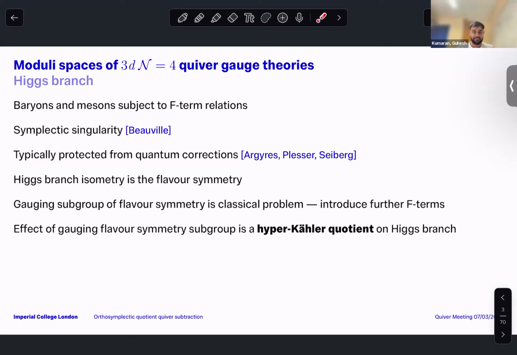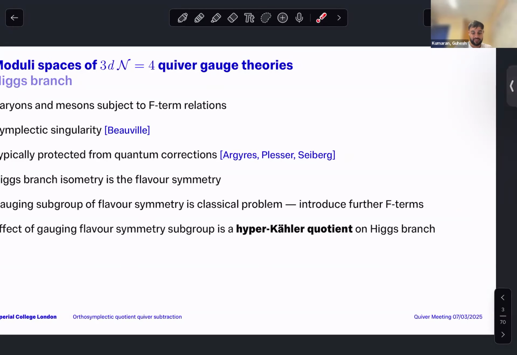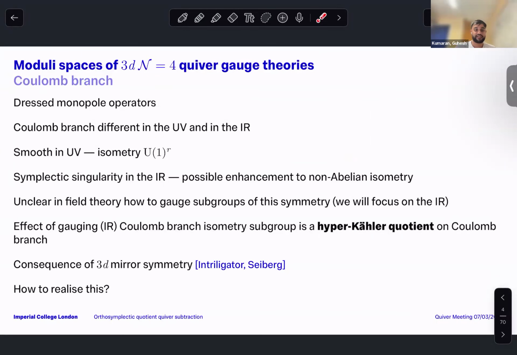Okay, this isn't the only branch to the moduli space of 3D theories. There's also a Coulomb branch, and this is slightly different. The objects you should be thinking about here are dressed monopole operators. And unlike the Higgs branch, the Coulomb branch is quite different in the UV and in the infrared. So in the UV, it's smooth, right? And it enjoys an isometry, which is U(1)^R, where R is the rank of the gauge group. In the infrared, it may get corrected, and it turns out it becomes a symplectic singularity as well. And the global symmetry of the Coulomb branch may get enhanced to some non-abelian group.